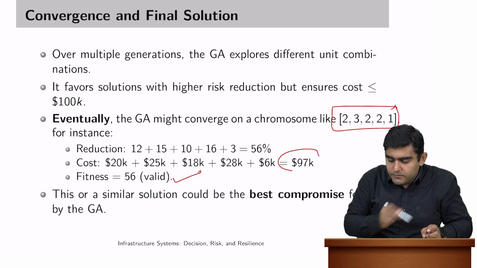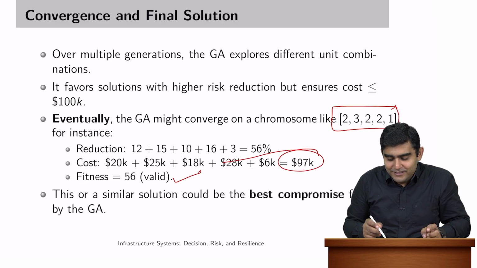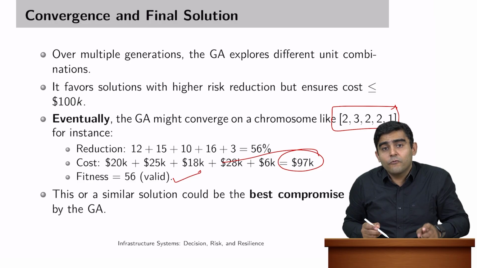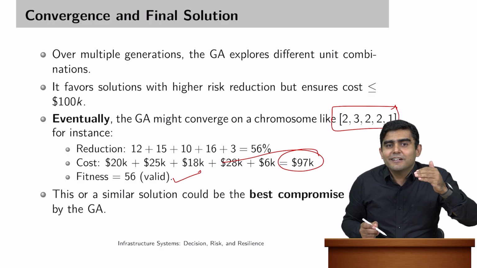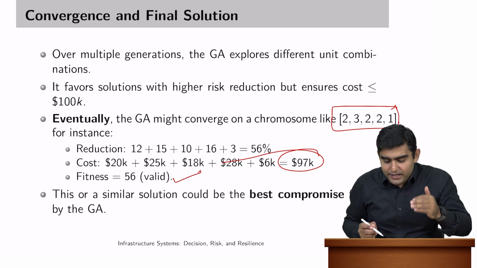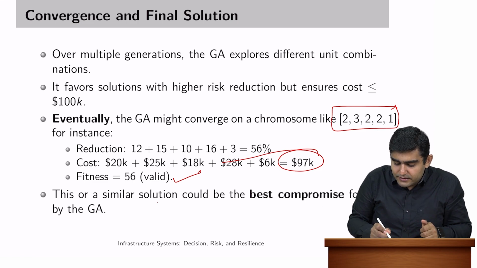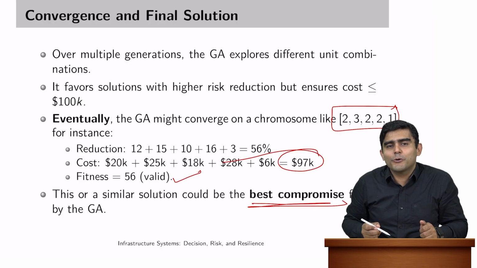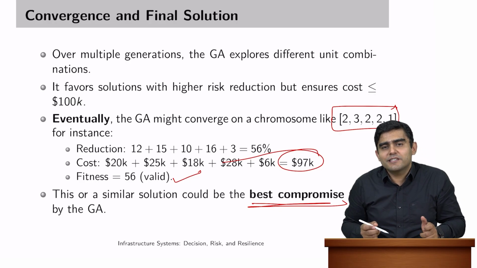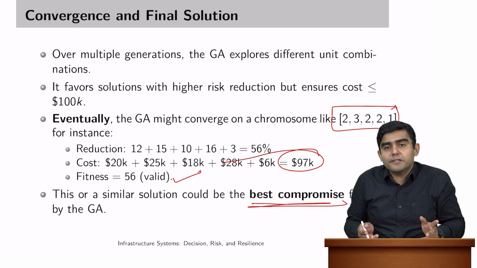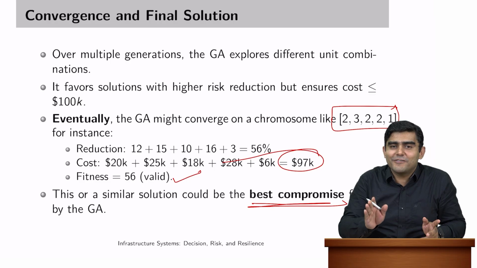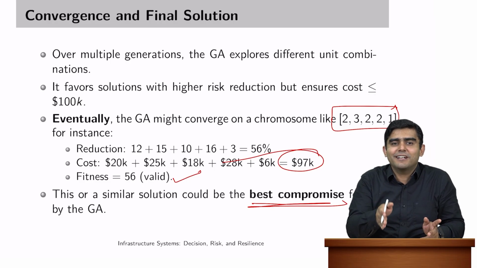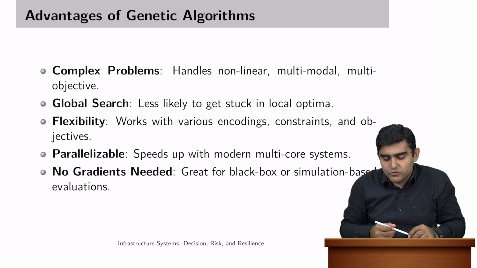It's a valid solution because cost is less than 100k. It is giving fitness of 56, way higher from where we started, way higher from intermediate offspring fitnesses that we had. So we would say that this is the best compromise we will do to achieve the fitness. Again, there could be a theoretical solution that can take less money and perhaps give us a fitness of 57 or 58. But as per our convergence criteria, we have to stop somewhere, and that's where we decided to stop.